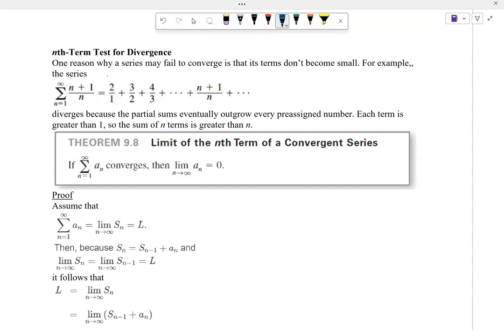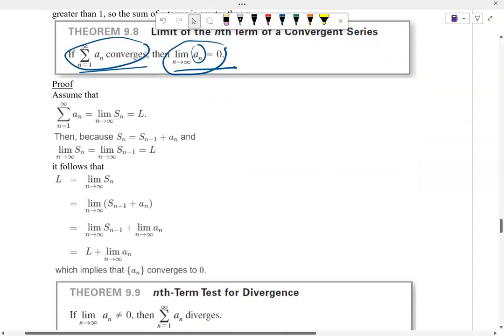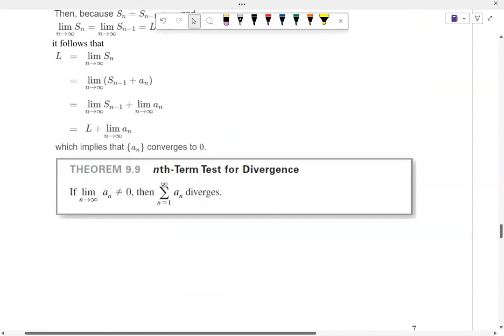And so if a series converges, then the limit of the nth term will be 0. And note that this is only telling you if you know the series converges. So you cannot conclude the other way around. You cannot conclude that if the limit as n goes to infinity of the nth term is 0, then it converges. You don't know that. This is just saying if you know it converges, then the limit of the nth term is 0. There's the proof on that. You can read through that if you care about that.